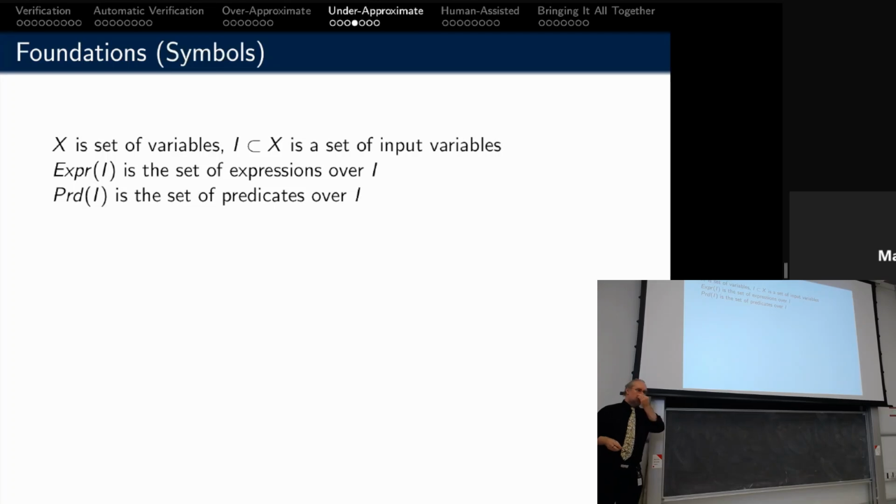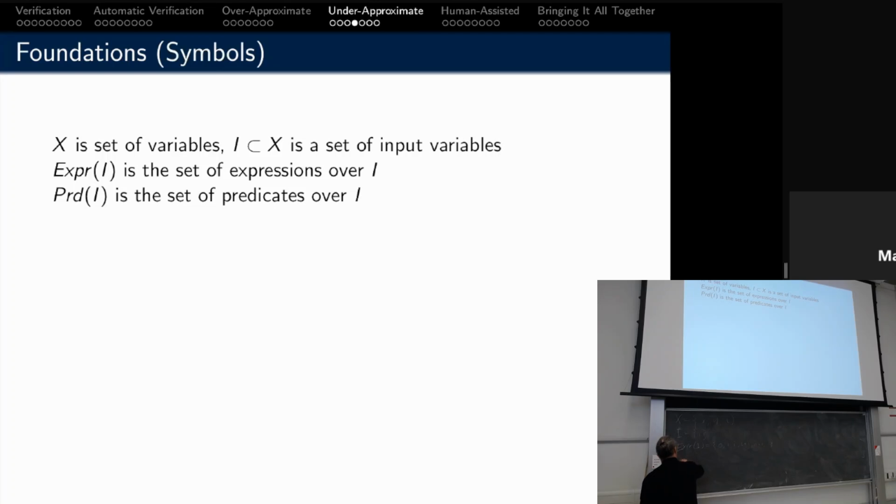We have our set of variables, X, and we're declaring some of them as input variables, okay? So maybe X is the set x, y and I, because I'm really imaginative, and I is just the set that contains I. Then we're going to want a set of expressions that can be built up from I, okay? Well, 0, 1, I plus I, 3I plus 1. This is an awfully big set, right?